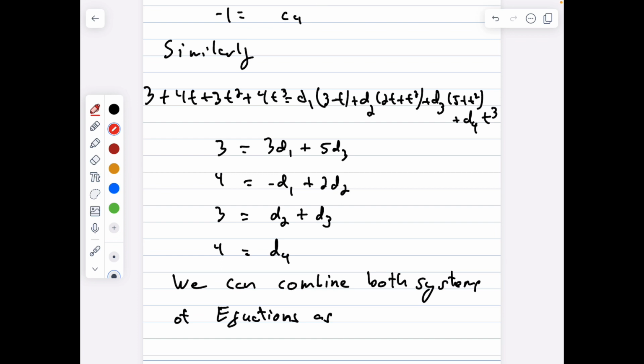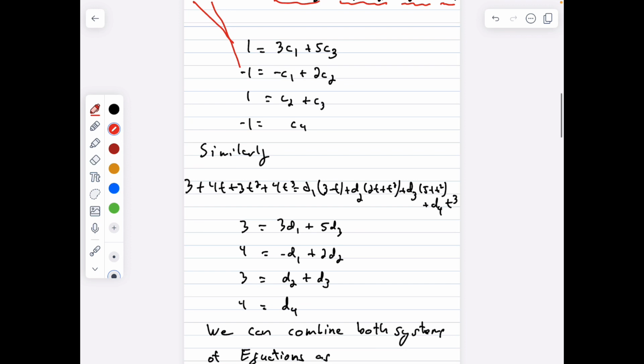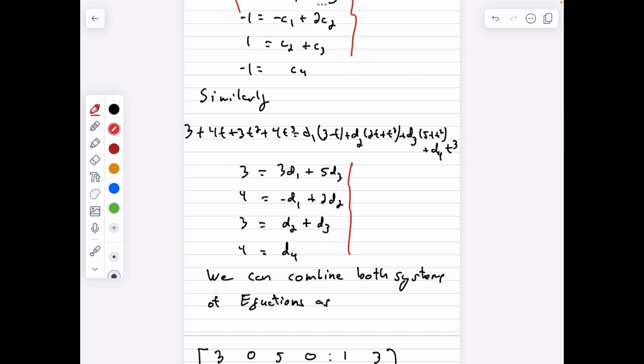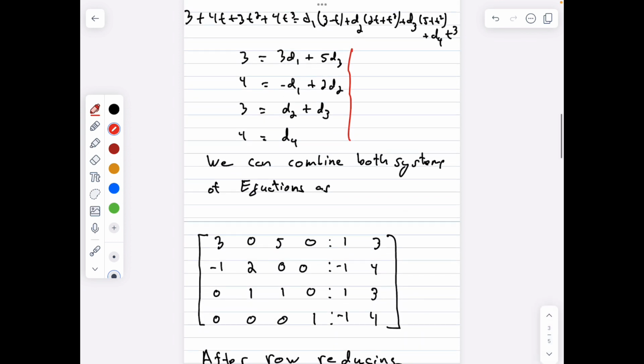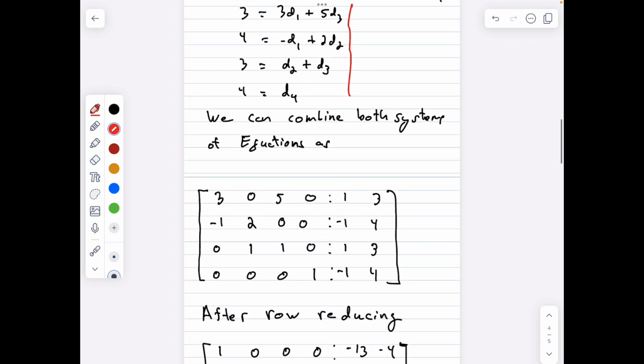You pretty much do the same thing here. You'd have 3 equals 3D1 plus 5D3, 4 equals minus D1 plus 2D2, 3 equals D2 plus D3, and 4 equals D4. I didn't do the arithmetic there like I did before, but it would come out the same. If you notice, the equations have the same coefficients on the variables. So I could solve the two systems separately, but I can combine them because these equations have the same coefficients. You're just showing your work here.